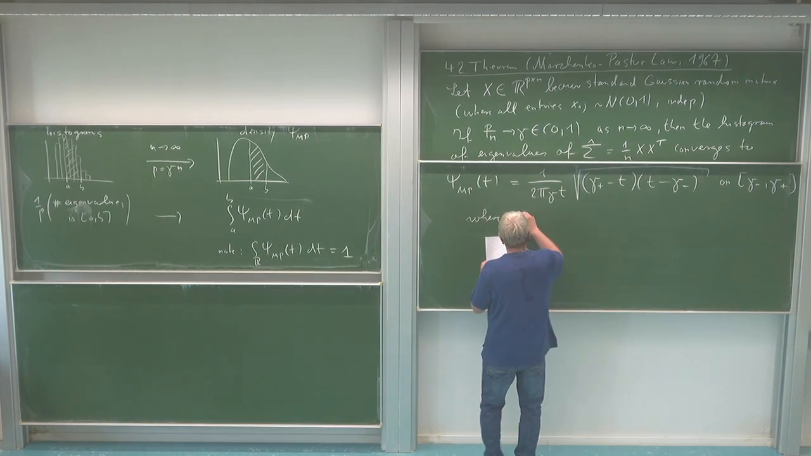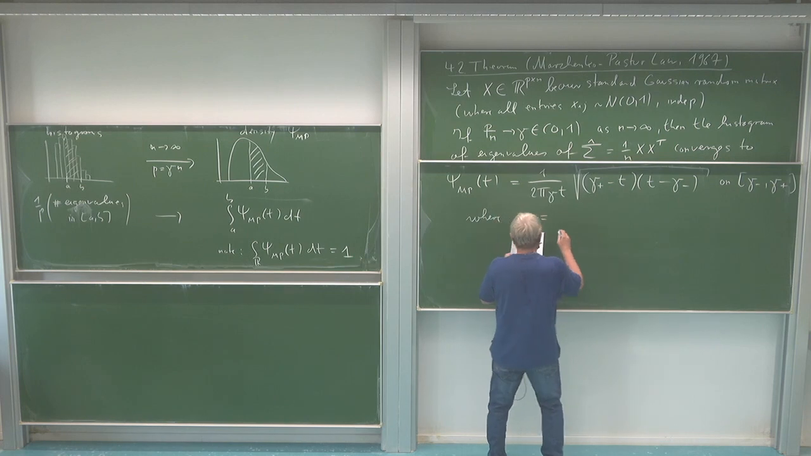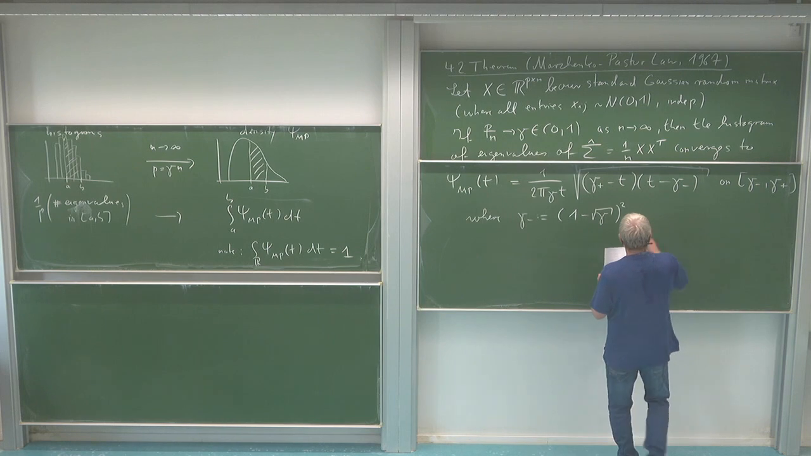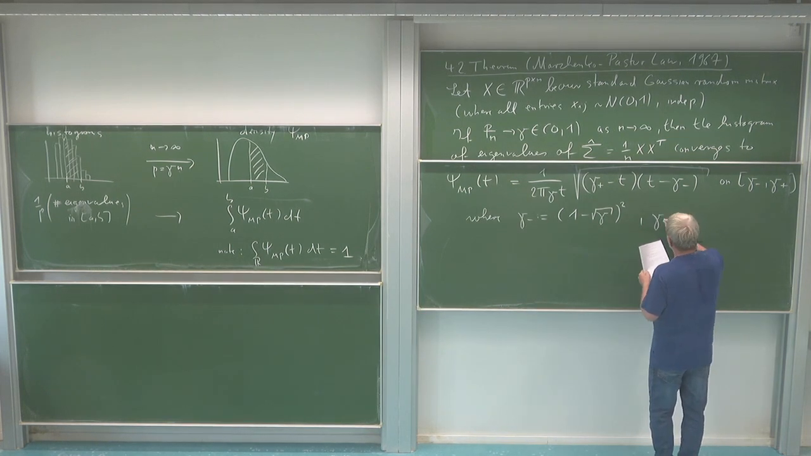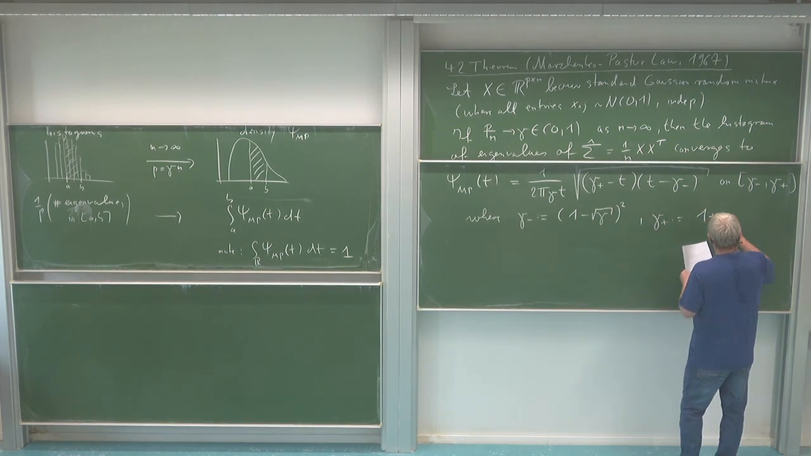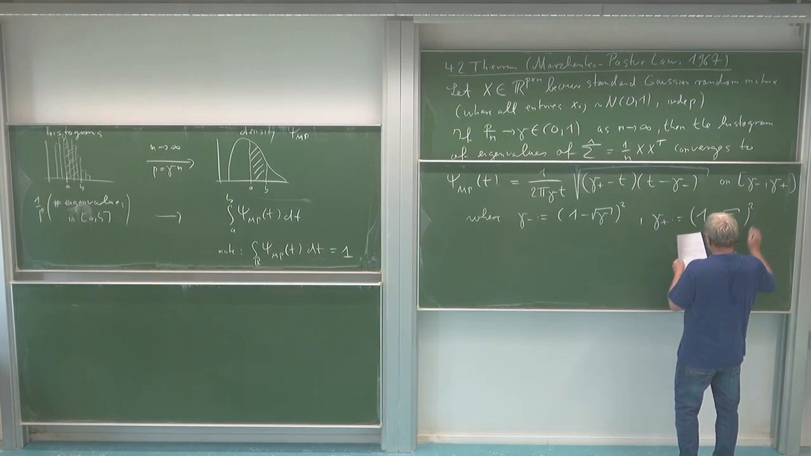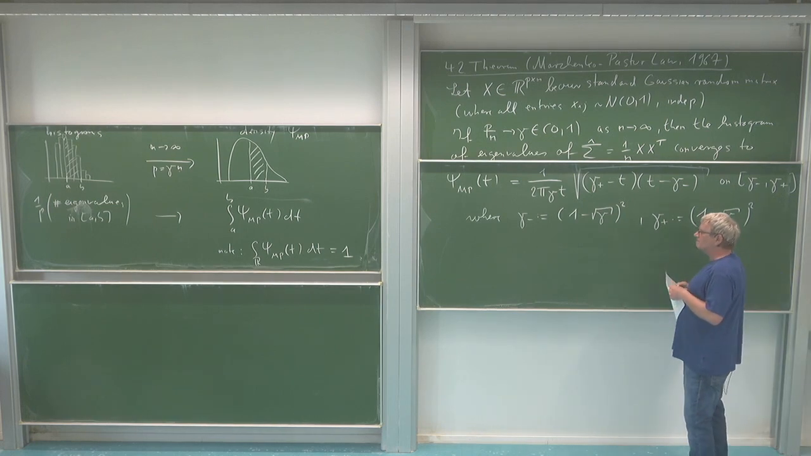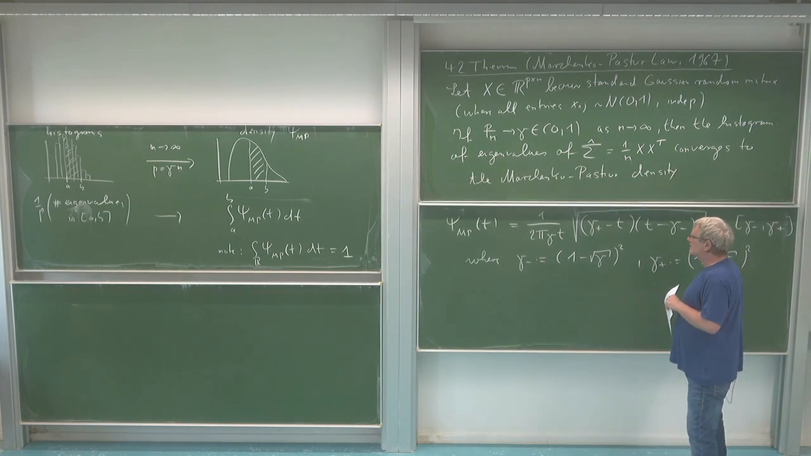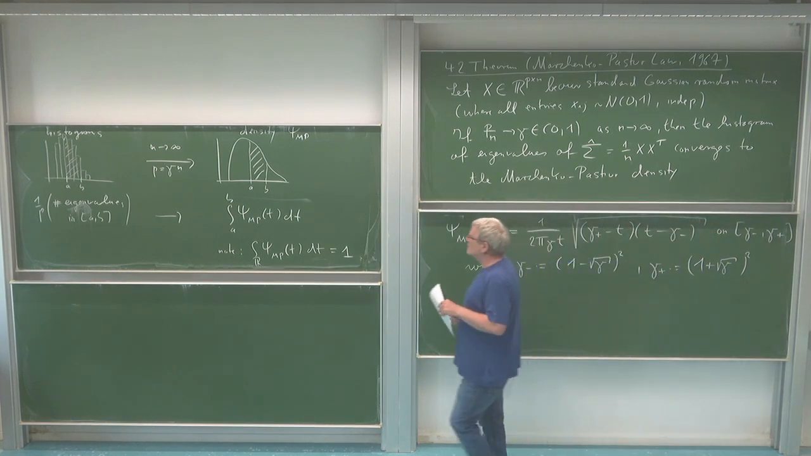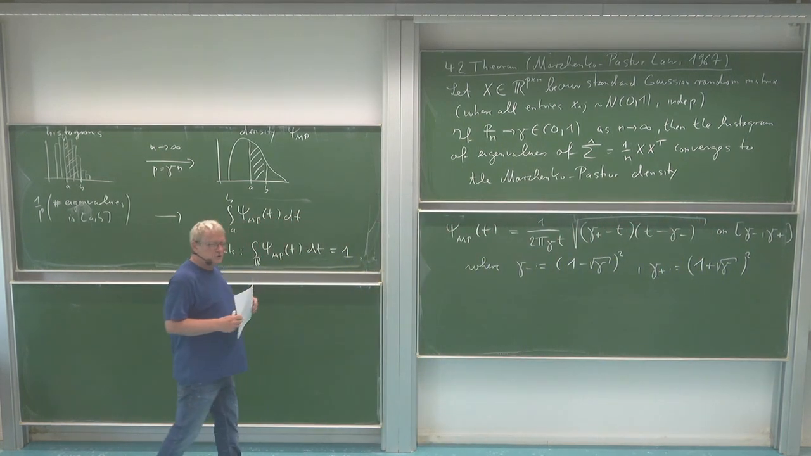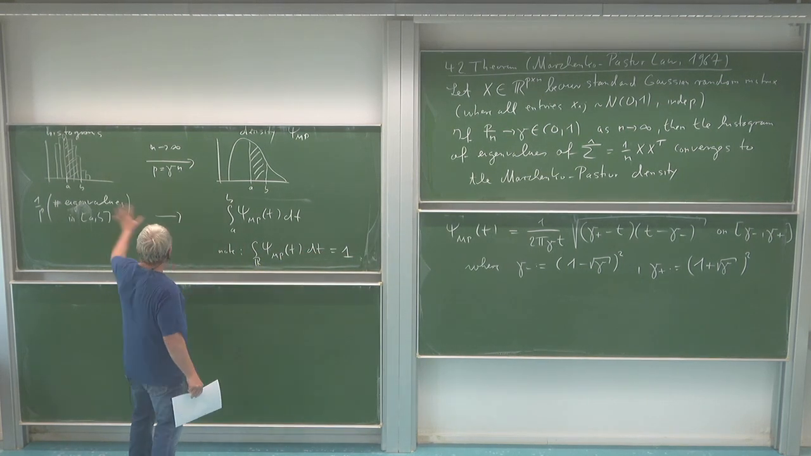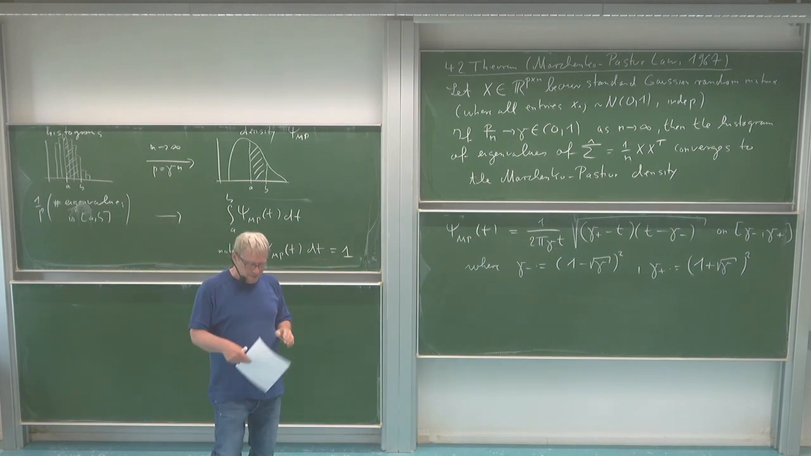So namely, gamma minus is just 1 minus the square root of gamma, squared, and gamma plus is the same with a plus here. So gamma plus is 1 plus the square root of gamma, squared. Okay, so that's the Marchenko-Pastur law. And you were asked to compare this concrete explicit form of a density with the histograms, and this fits really very well.